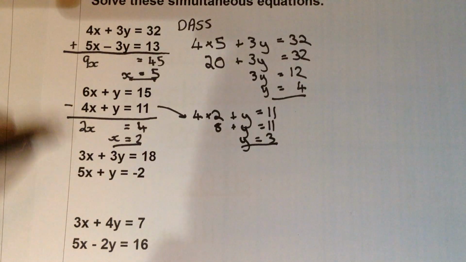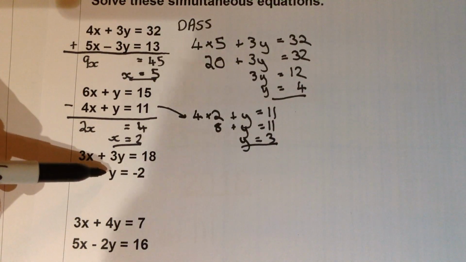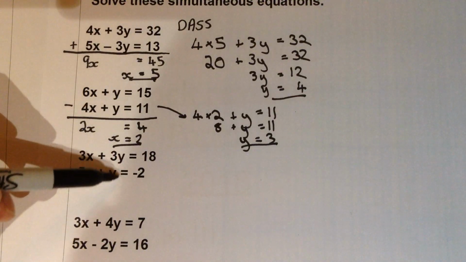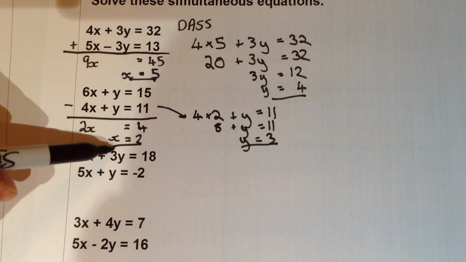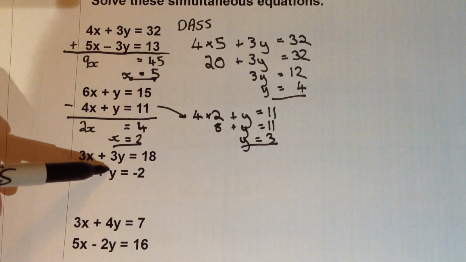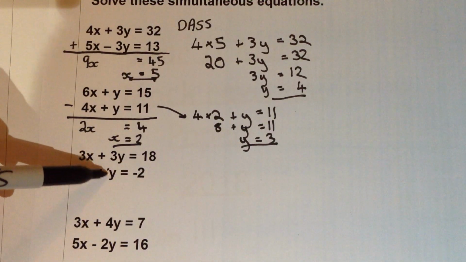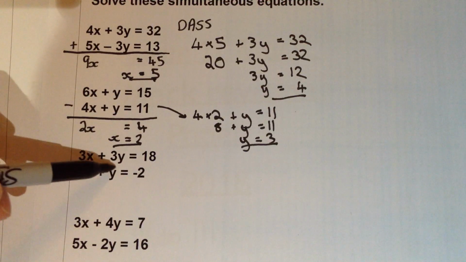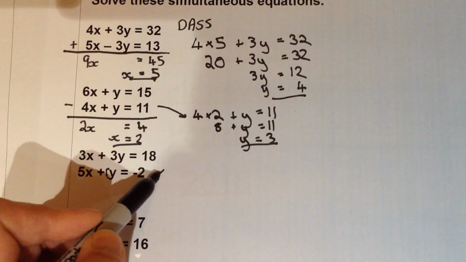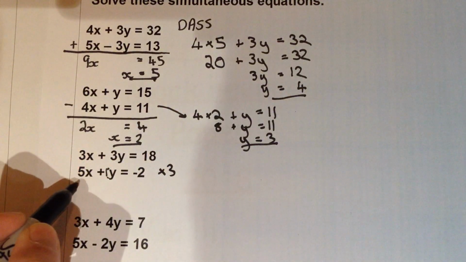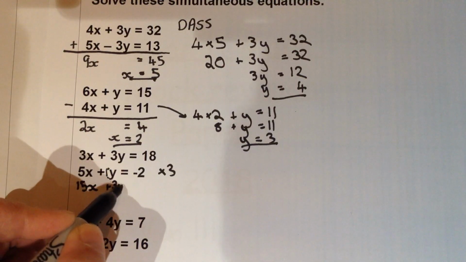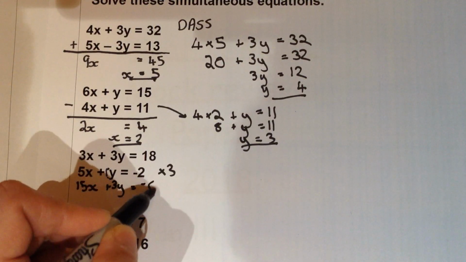For the next pair of equations, the second letter, the y, is not the same in both. So the first thing I would have to do is try and make it so that both of these were equal. The quickest way that I can see to do that is to change this second one and multiply it by 3. But if I multiply the y by 3, I must multiply the entire equation by 3. So this would give me 15x plus 3y equals minus 6.